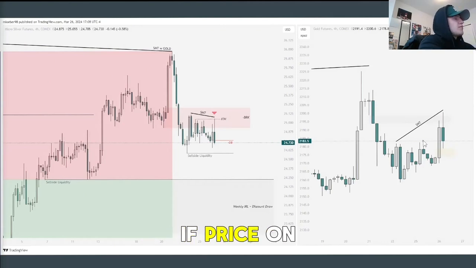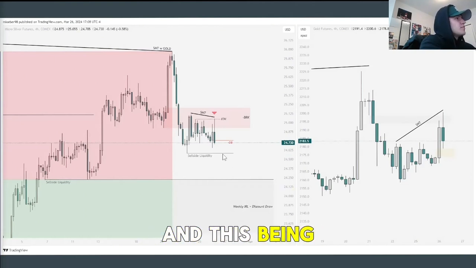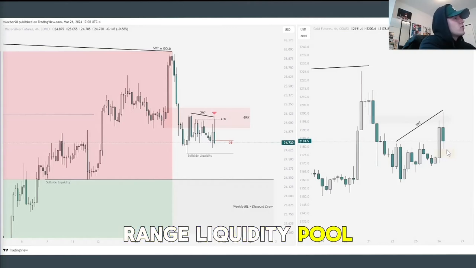be like, okay, if price on gold was able to take out sell stops here, and we were showing weakness on silver, and we had a bullish bias on dollar, so if dollar can continue higher, these could definitely continue lower. And this being our low-hanging fruit objective point, I would want to see gold reach this 4-hour internal range liquidity pool at a minimum.